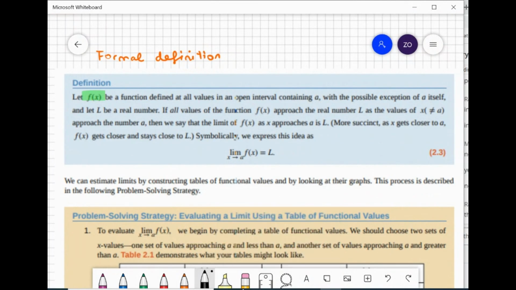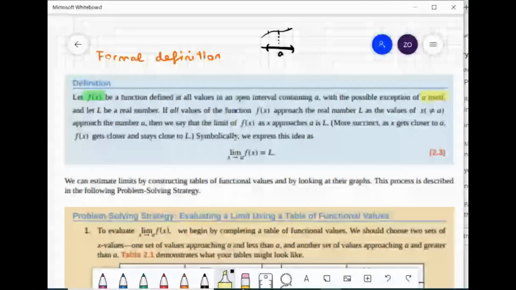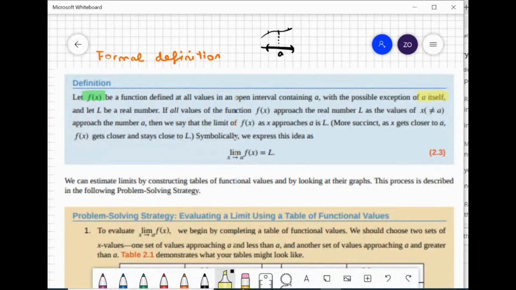So this means we have a function and it is defined. So let's say this is the x value a, and this function is defined for all the nearby points on this interval. Okay, so this is what it means. It is defined on an open interval containing a, with the possible exception of a itself. So as we saw in the previous examples, the function may not be defined at a. You may have an open circle at a, right?